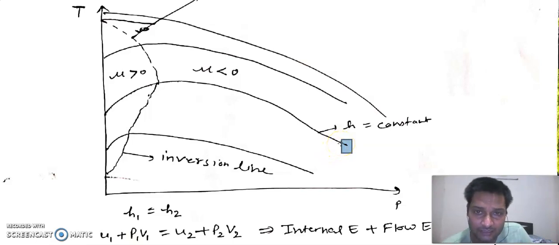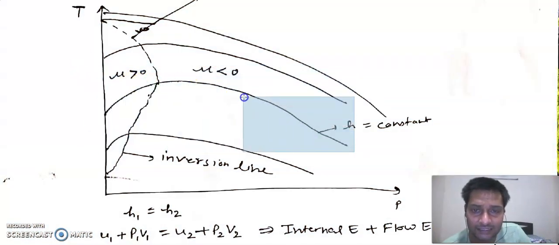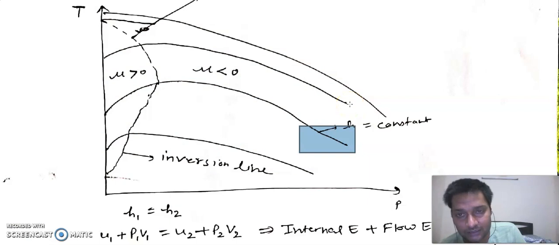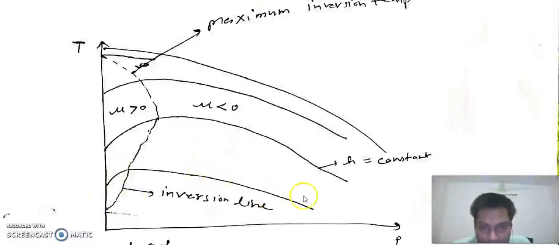Again we will change the size of the throttling device, and due to the change in size of the throttling device we will get different values of outlet temperature and pressure, and similarly we will plot this second line. Similarly, for changing inlet temperature and pressure we will get this third line and fourth line, and similarly we can draw different lines. So in this manner we can draw different constant enthalpy lines.